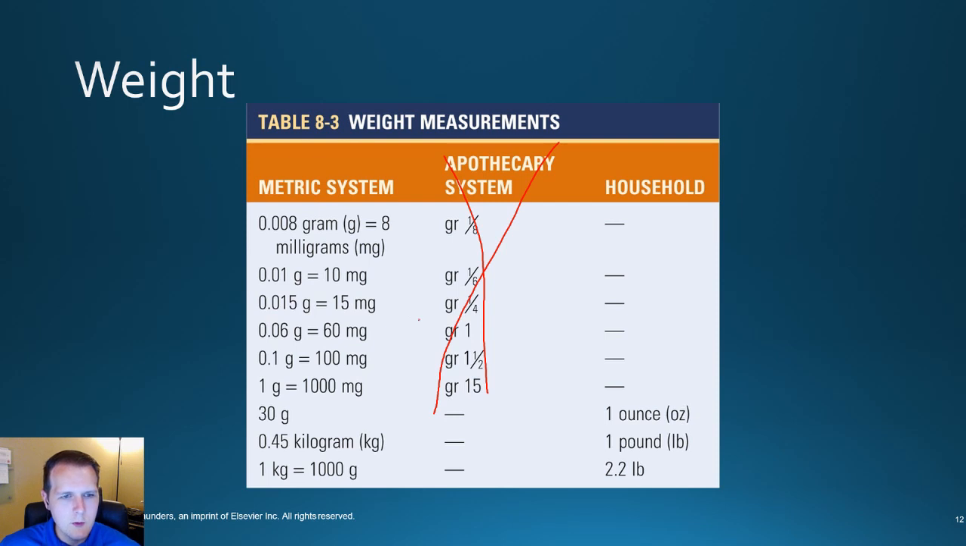Some conversions I will make note of that I think are quite important. They're going to be things like 30 grams is equal to 1 ounce, which makes sense because we talked about 30 mLs being equal to 1 ounce, and basically 1 ml is equal roughly to 1 gram, so that makes sense there.